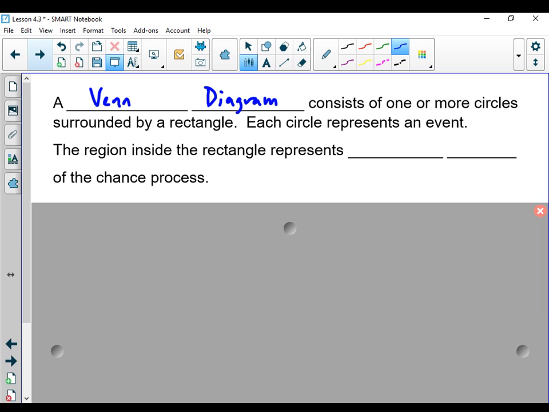So some things to remember about Venn diagrams. They're going to consist of one or more circles. They're going to be surrounded by a rectangle. Each circle would then represent an event. Well, the region inside the rectangle really represents the sample space of that chance process. In other words, anything that's possible to happen should be inside of our rectangle.